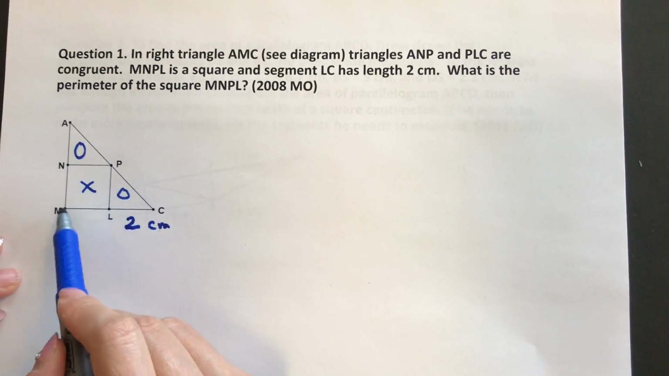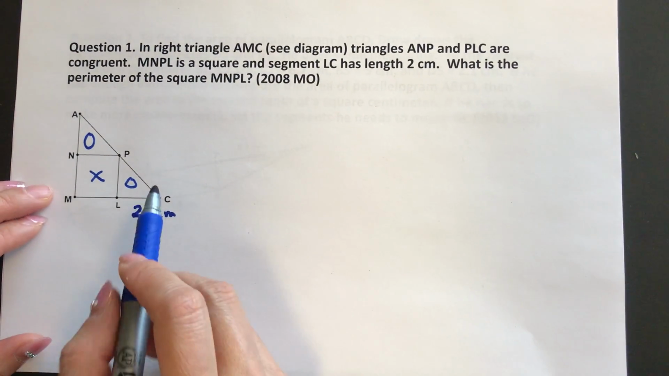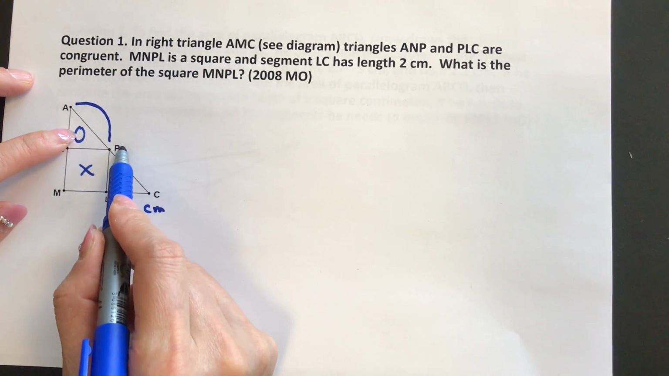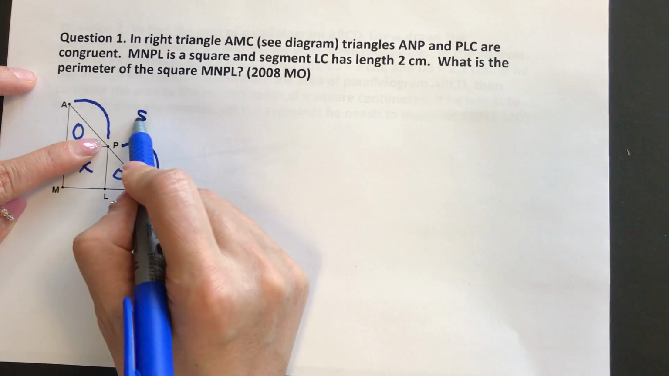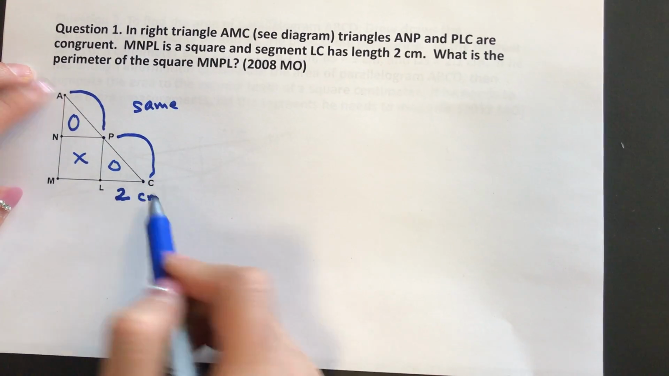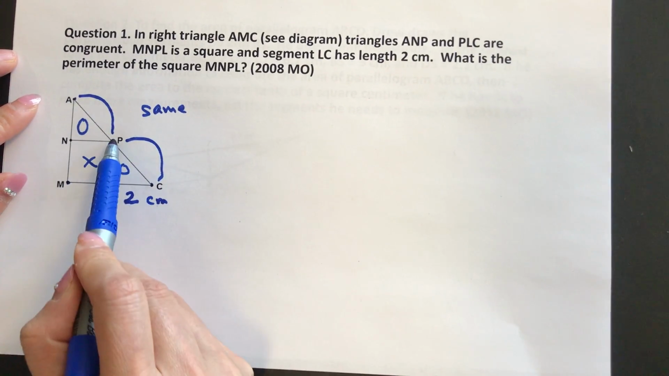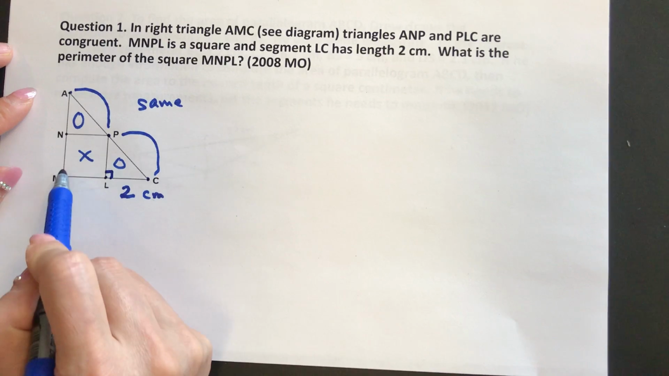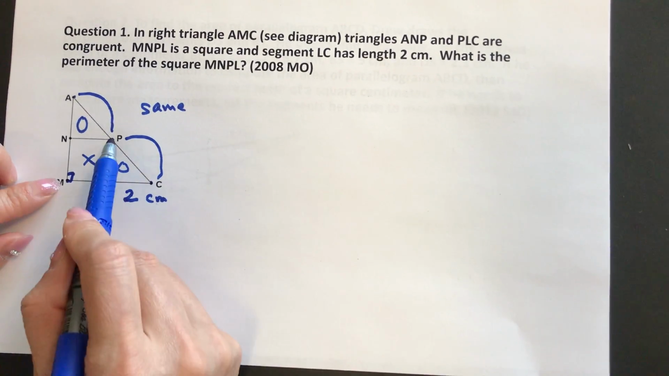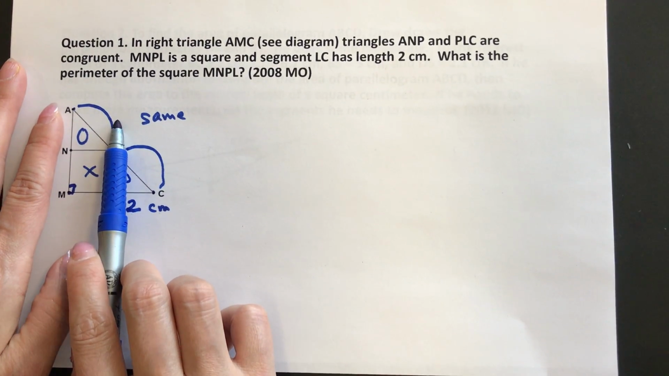So we want to find out what's the perimeter of the square MMPL. Okay, so in this case, we know that these two triangles are congruent, and therefore the sides of AP and PC are the same. Therefore, P is in the middle of side AC. We also know that the side AM and side PL both have right angles with the side CM, perpendicular to the same side. Therefore, these two lines are parallel to each other.